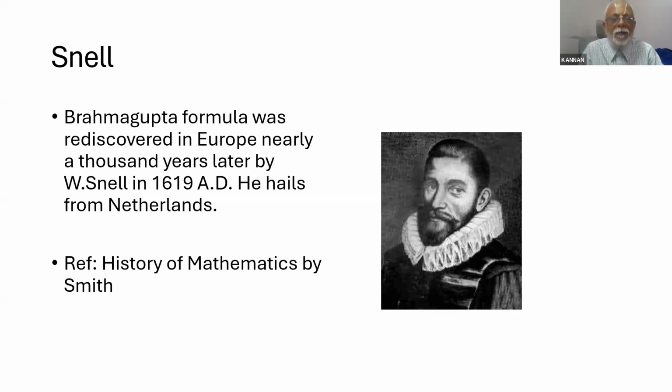In fact, this book is the best reference book for the history of mathematics, written long ago. That book says W. Snell was the discoverer of this formula. That book doesn't mention Brahmagupta at all because at that time, Smith was not aware of mathematics available in Sanskrit books. Therefore, to the best of his knowledge, he wrote that this formula was discovered by Snell from the Netherlands in 1619 AD.